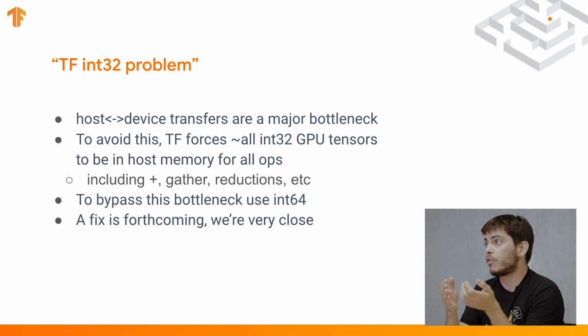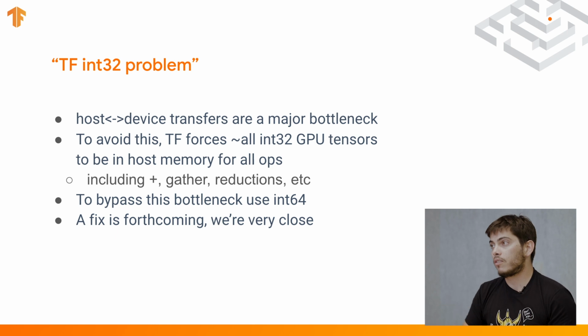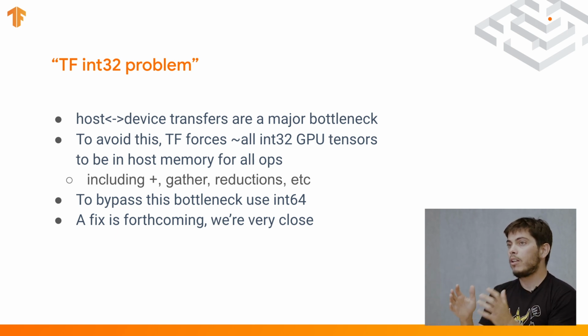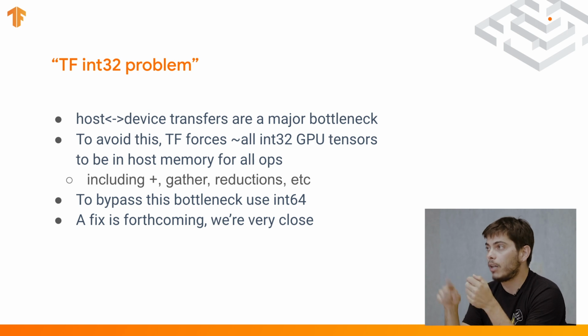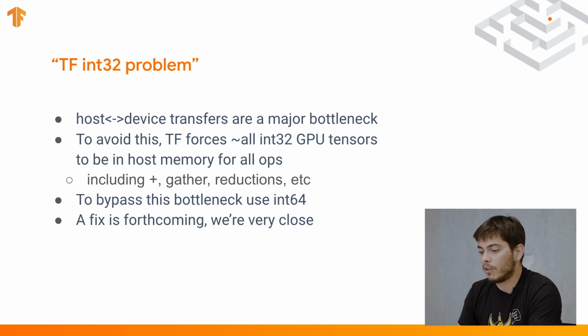We have a fix forthcoming. We have code already that exists in both Grappler for the graph mode and the eager placer for eager mode that uses some heuristics and estimates of the cost of transfer versus the cost of computation to try to keep small integer computations on the CPU where they belong instead of bouncing them back and forth to the GPU. But there's still some performance regressions that prevent these things from being turned on by default, but I expect it to happen very soon.